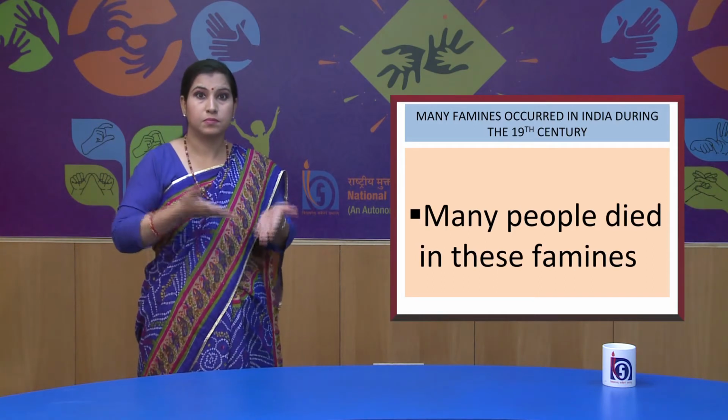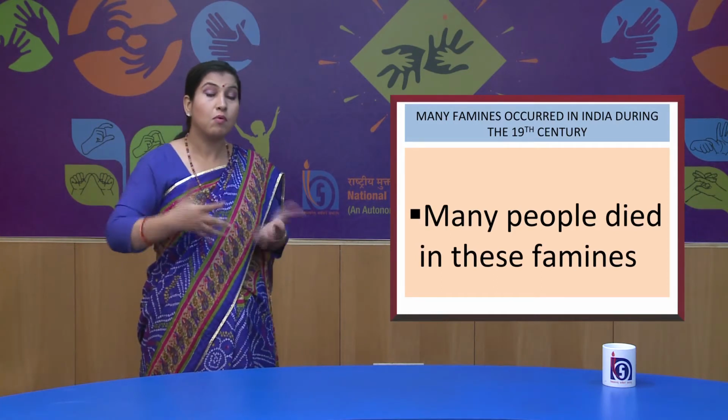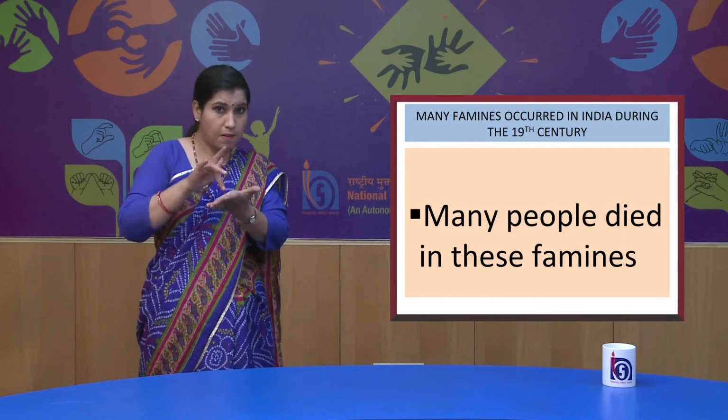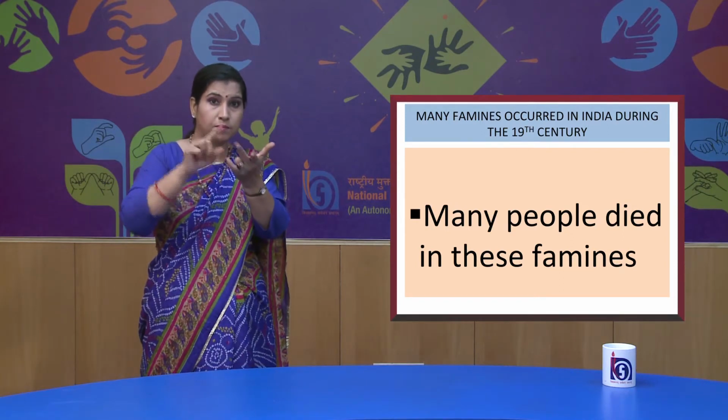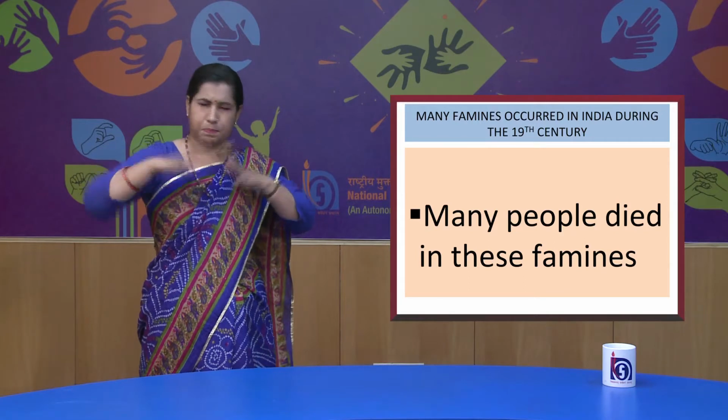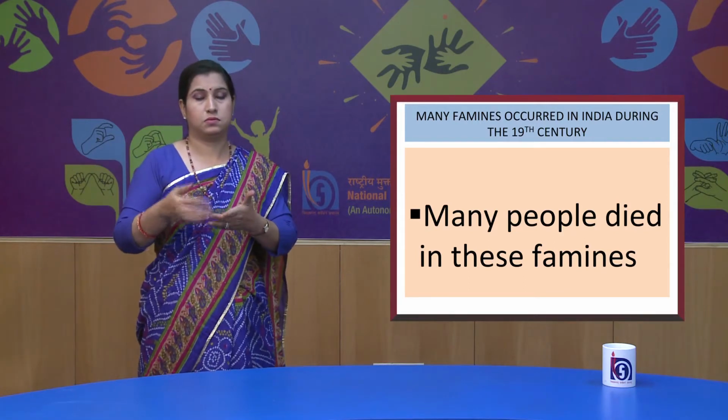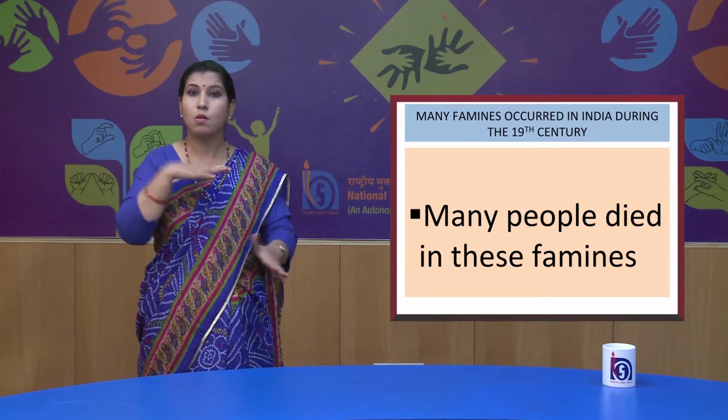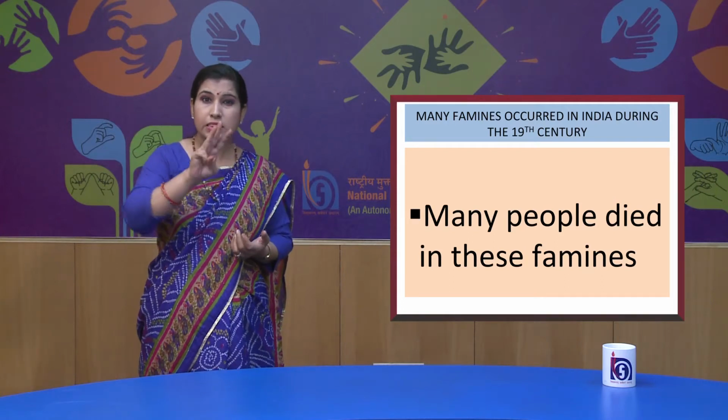Here it is necessary to mention the Bengal famine, which was the most harmful, and it killed 3 to 4 million Indians.